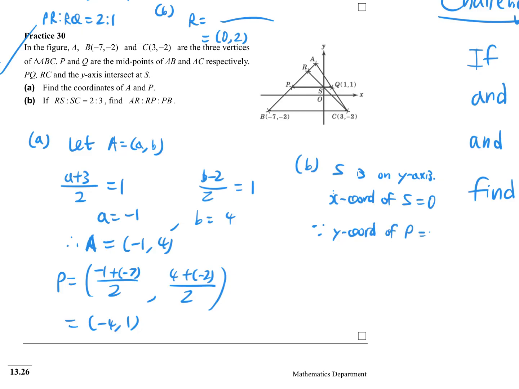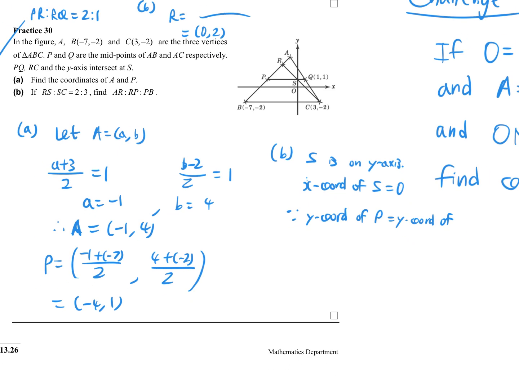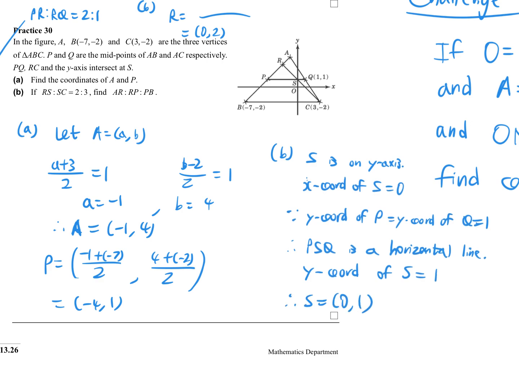Because the y coordinates of P equals y coordinates of Q equals 1, and therefore PSQ is a horizontal line. And therefore the y coordinate of S is also 1. So your coordinates of S are 0, 1. So this is regarding the coordinates of S, and you do need to work on a few steps before you complete this question.